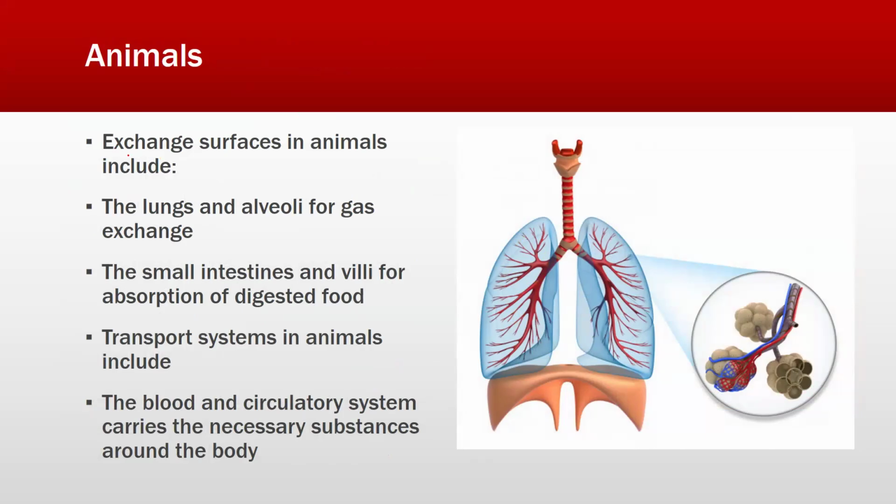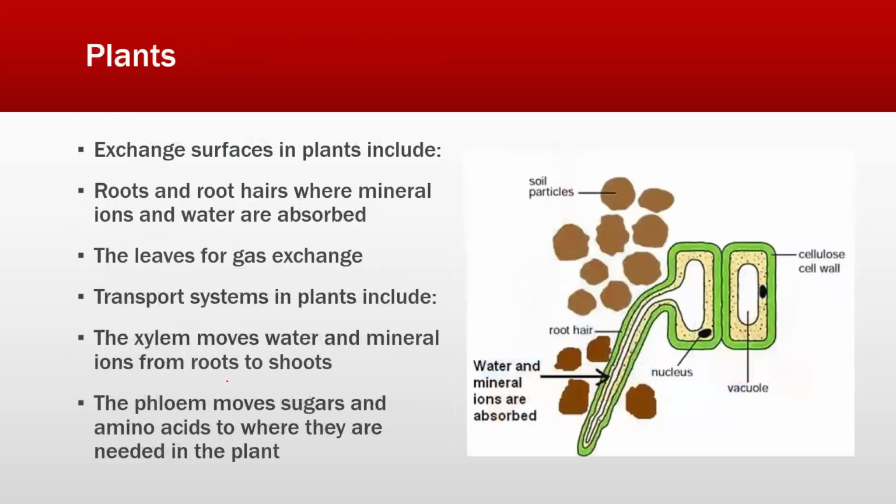If we talk about animals, exchange surfaces in animals include the lungs and alveoli for the exchange of oxygen and carbon dioxide. Then we have the small intestine and villi for the absorption of digested food. We have a transport system in mammals, which includes the blood and circulatory system, so all the necessary substances can be transported around the body.